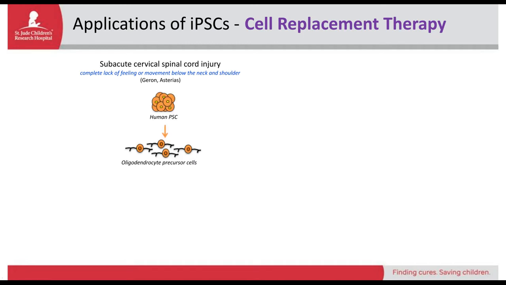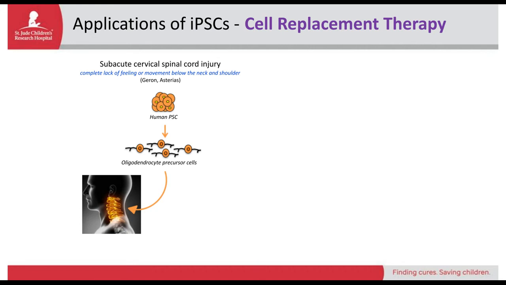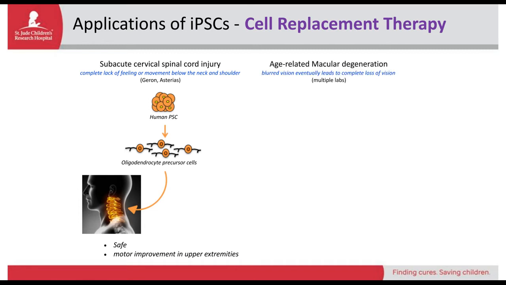So what they did was they took a human pluripotent stem cell and differentiated that into oligodendrocyte precursor cells, which were then transplanted into the cervical spinal cord, right above the site of injury. And in this trial, the data released last year basically shows that this therapy is safe. No adverse effects were reported in any of the participants, and some participants also reported improvement in their motor skills in their upper extremities. The second ongoing trial for cell replacement therapy is from pluripotent stem cells.